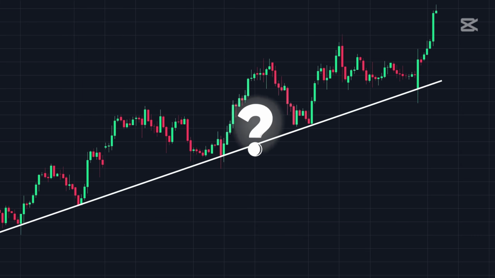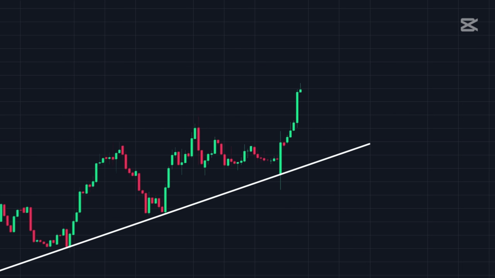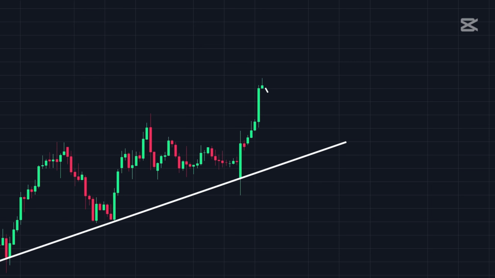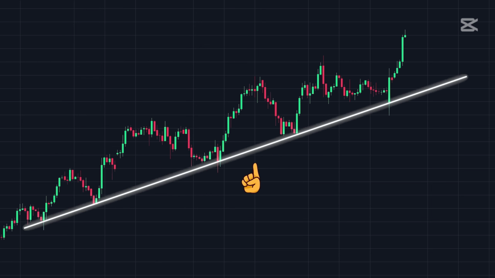Even if we know how to draw them, the next big question is how to actually trade with them. Should we wait for the price to touch the trend line and enter a trade expecting the price to bounce? Or should we wait for the price to break the trend line and predict a reversal to place a sell order? The truth is, I have tried all these methods, but throughout my trading career, I have discovered the best way to trade with trend lines, which has helped me make a lot of profit.